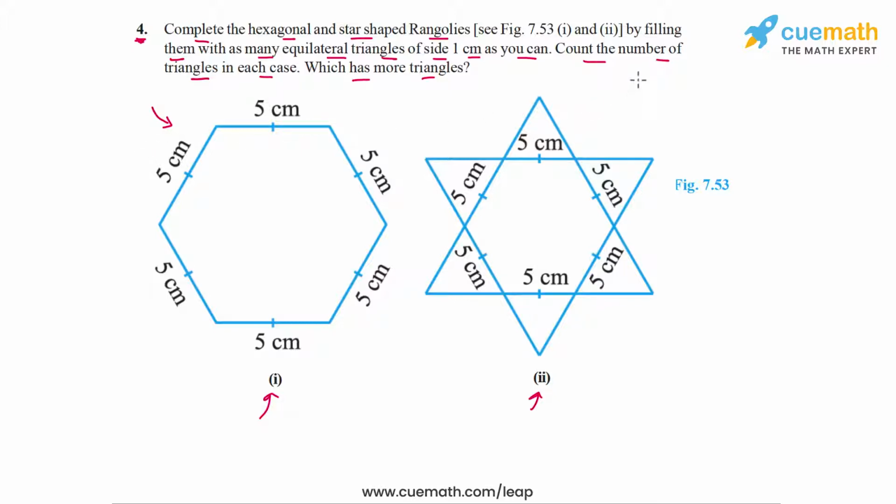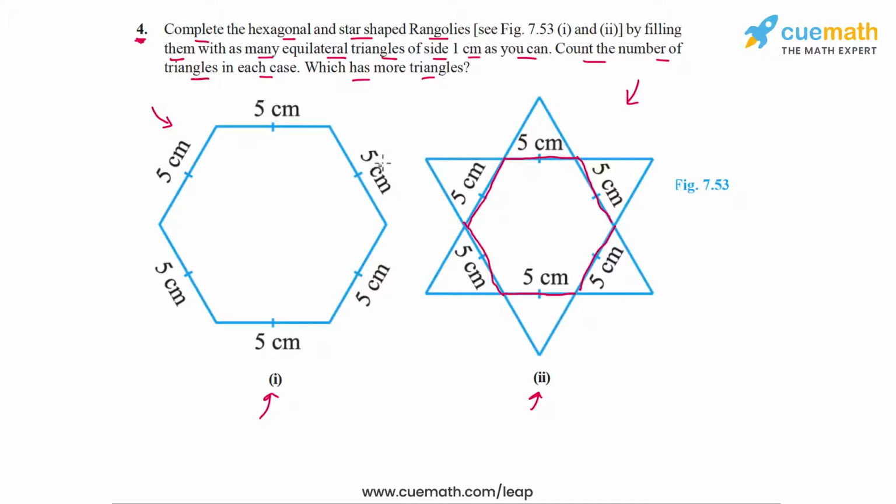If you look at this second figure, it's a star figure, but part of the star figure, if you take the inside part, so if I take this part, this is actually a hexagon of side 5 centimeter, this part. So clearly the second figure is bigger than the first figure. So there will be more equilateral triangles in the second figure.